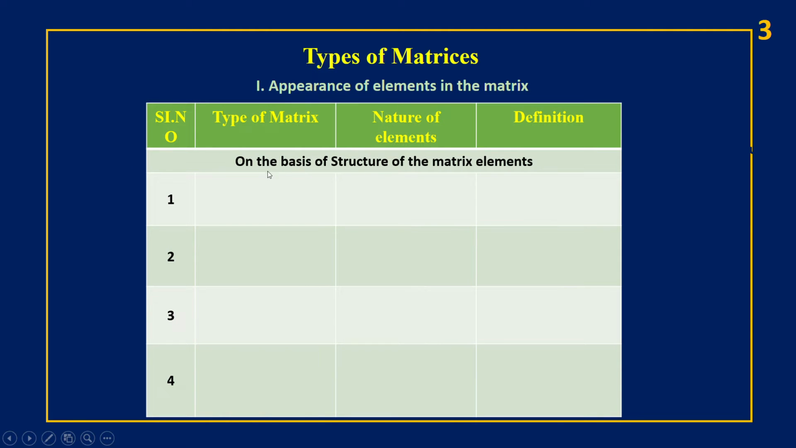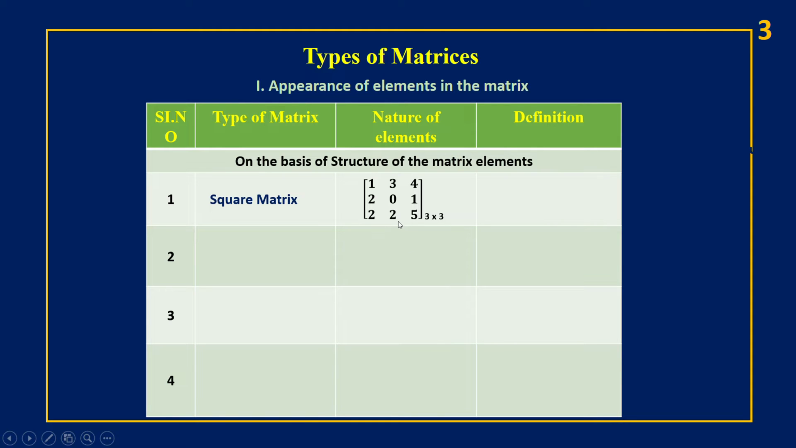And second, the subclassification on the basis of structure of the matrix elements. On the basis of structure of the matrix elements, it can be classified. First type is square matrix. So let me take this example. This is a 3 cross 3 matrix, consisting of 9 elements. We know about the square shape. A square shape is a shape that has equal sides.